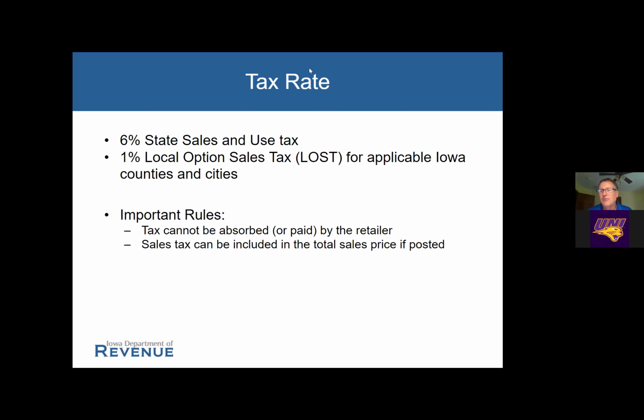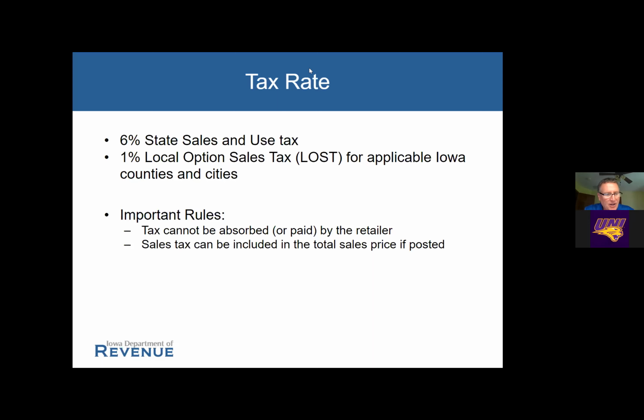Just a couple of reminders to everyone too. Iowa sales tax cannot be absorbed or paid by the retailer. So what does that mean? Well, essentially, if I am a customer and I come into a retail establishment and I purchase something that is subject to sales tax, you have to add the sales tax onto the price and charge me the tax and collect the tax from me, the customer. Or you can also have it included in your price if it is posted.